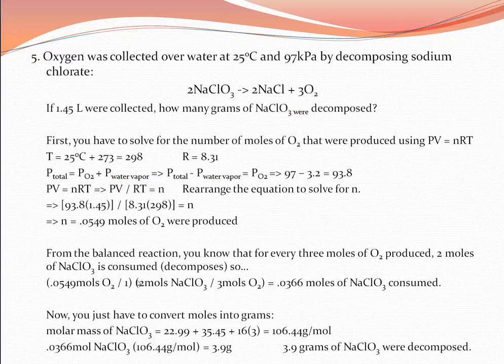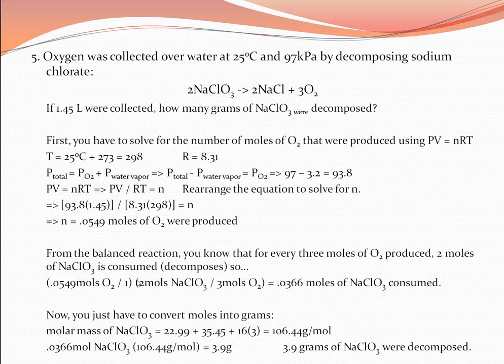From the balanced reaction, you know that for every 3 moles of oxygen produced, 2 moles of NaClO3 is consumed or decomposes. So 0.0549 moles of O2 over 1 times 2 moles of NaClO3 divided by 3 moles of O2, in order to convert from moles of O2 to moles of NaClO3, and you get 0.0366 moles of NaClO3 consumed. Now you just have to convert moles into grams.